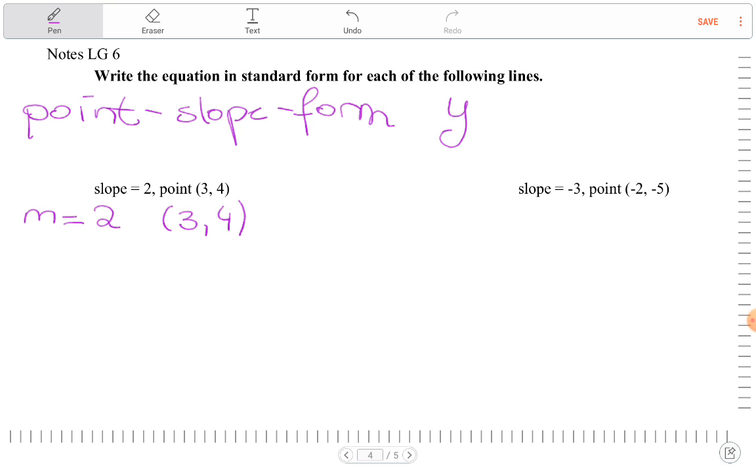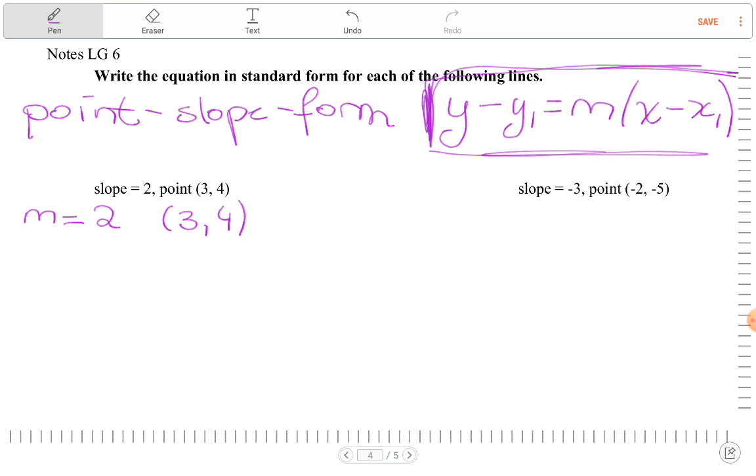I'm going to take my y coordinate and I'm going to subtract the 1 point. Like the y1 just means the 1 point that you're given, we're going to subtract. And then we're going to make it equal to our slope. And now we're going to take our x coordinate minus the 1 x coordinate that we're given. So this is very important. You want to write this piece down. This is your point slope form.